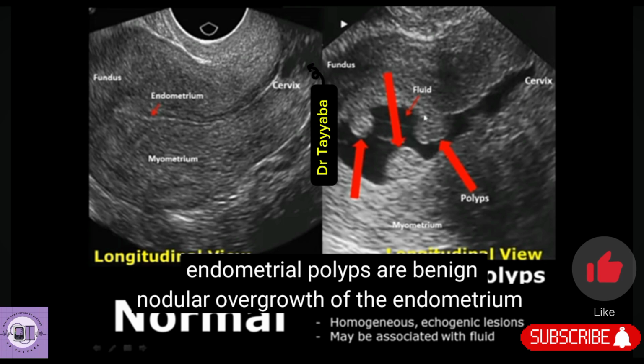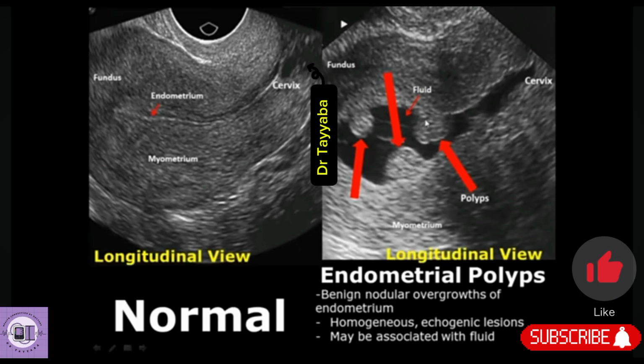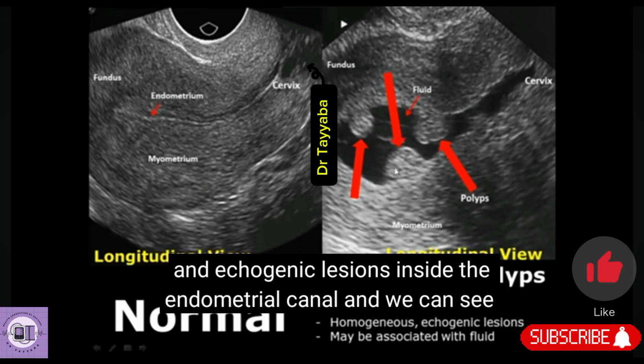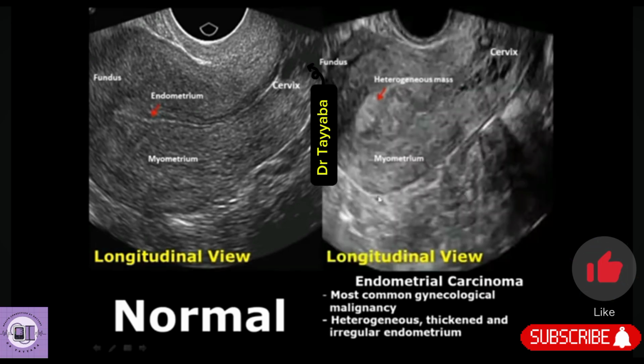Endometrial polyps are benign nodular overgrowth of the endometrium, and they appear as rounded polypoid mass inside the endometrial canal. They appear as homogeneous and echogenic lesions inside the endometrial canal, and we can see that it has fluid collection as well, so they are also associated with fluid collections.